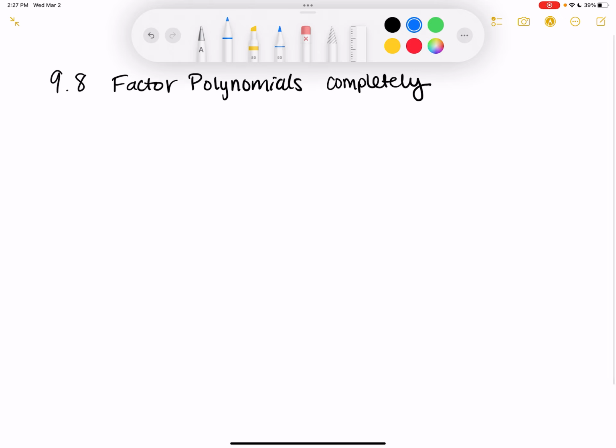Alright, so one option that we've had previously that we've done is factor by grouping.